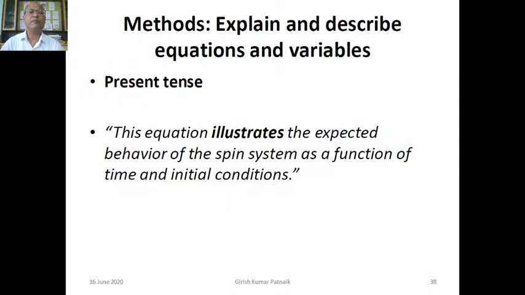Then when you want to explain and describe the equations and variables, because it may happen that in your method there are so many equations and you want to show what that equation states. Or it may be with your figures also. So for an equation or figure, whenever you want to show what it exactly states, at that time we should use the present tense. Here you can see the example: this equation illustrates the expected behavior of the spin system. Because I'm describing the equation, that is the reason why I'm using the present tense. And this equation, I'm writing it now on my paper. So that is the reason why it is in the present tense.